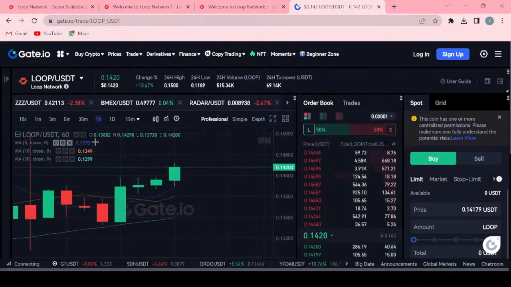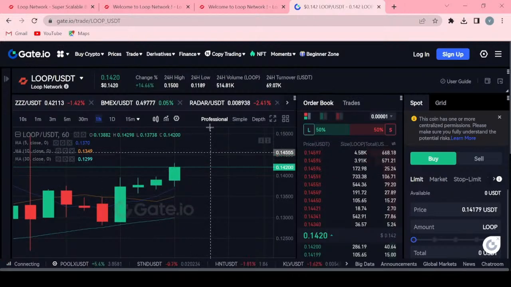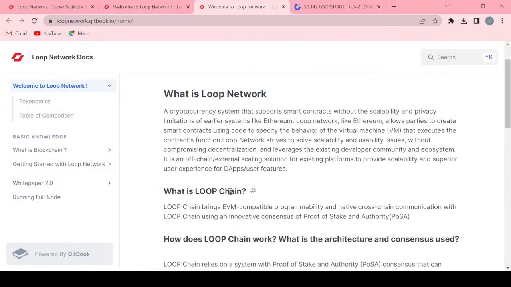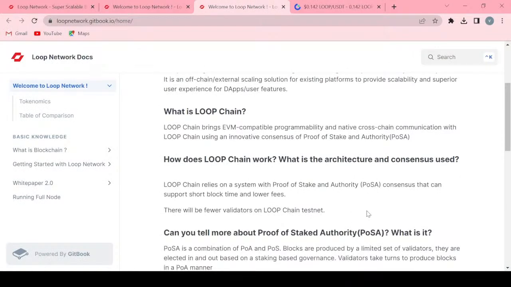Now we are discussing the project analysis of the Loop token. So let me get into Loop Network and what Loop Chain is. Loop Chain brings EVM-compatible programmability and native cross-chain communication, using an innovative consensus of proof of stake and authority. So how does Loop Chain work?